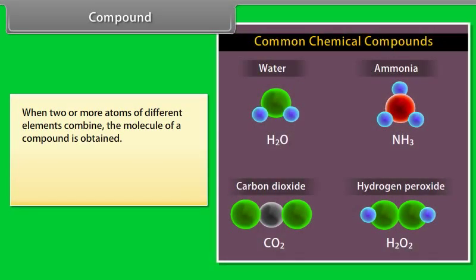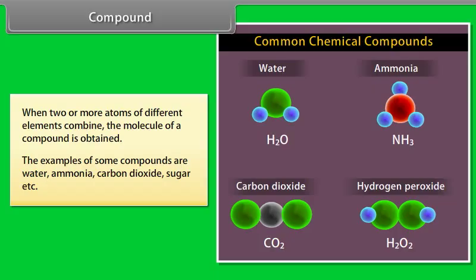Compound. When two or more atoms of different elements combine, the molecule of a compound is obtained. The examples of some compounds are water, ammonia, carbon dioxide, sugar, etc.